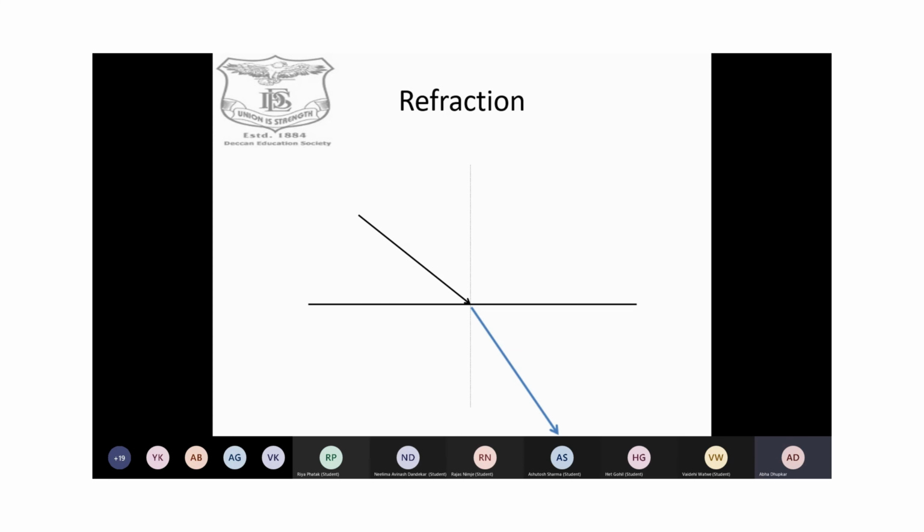Have you seen a glass of water, and if you stick a spoon in it, what happens? We see a bent spoon. You see a bent spoon, right? So that is because of the refracted rays that you are seeing.